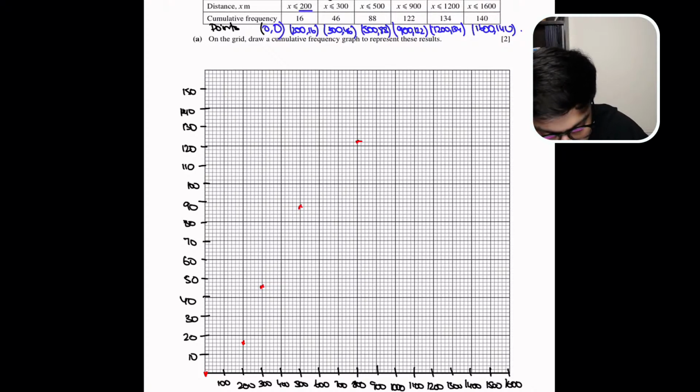Then it is going to be 1200, comma 134. So 1200, comma 134 is going to be here, and then it is going to be 1600, comma 140, somewhere over here. Again, we have to draw the cumulative frequency polygon in this. So let us join these points. Polygons are literally the straight lines joining between these points.